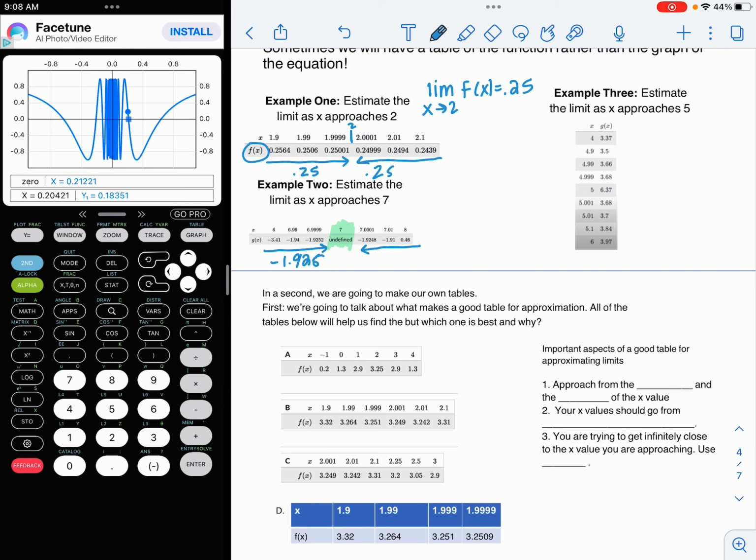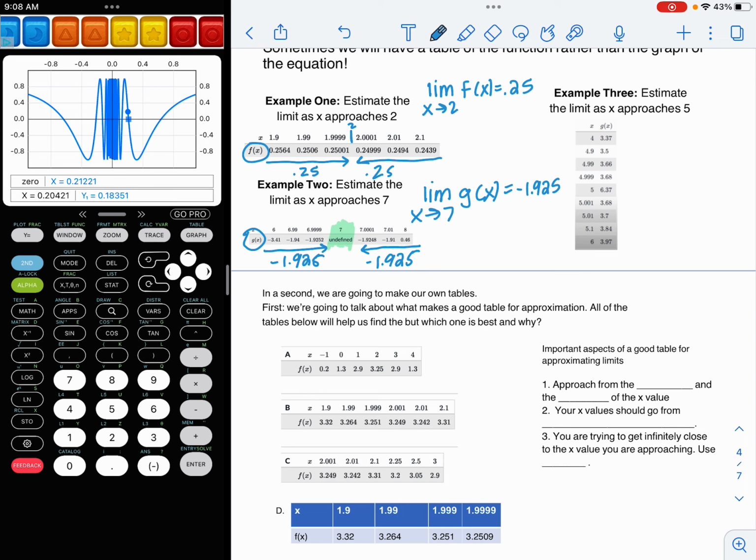Sorry about that. But if you were to say -2 or like negative 1.9, I would accept that. It's an estimate, and so sometimes it's going to be just a little hard to tell. That's why we're going to learn an algebraic method at some point. But I'm going to write the limit as x approaches 7 of g of x, because that's what it says down here, equals negative 1.925.